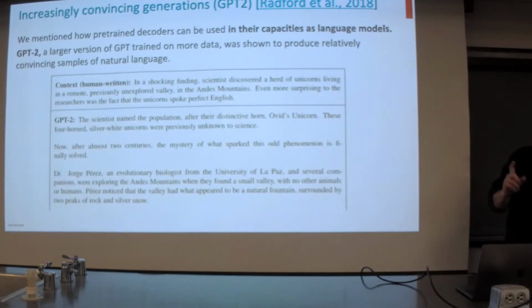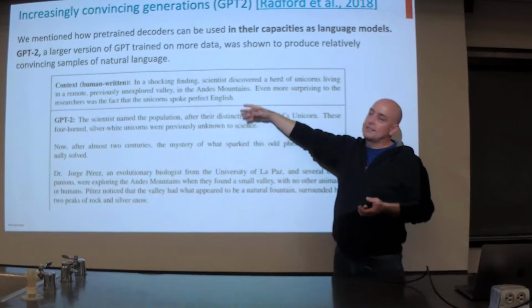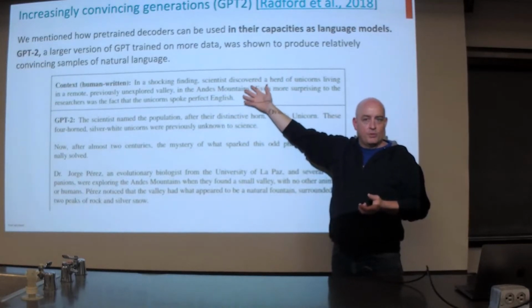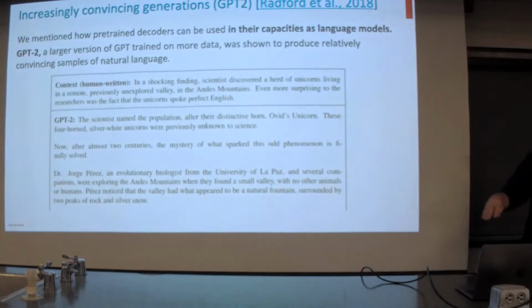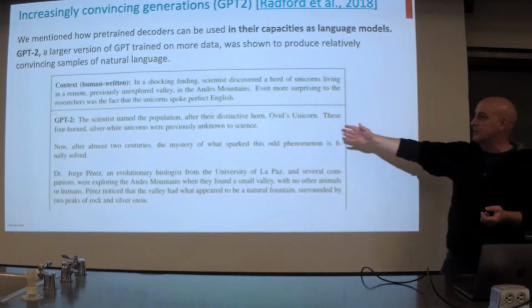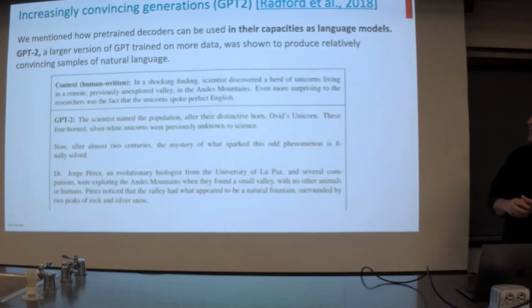And they certainly don't speak English, and they certainly haven't been found in the Andes Mountains. It's not like it's seen text like this before and is just spitting out the text that's closest to this, because it hasn't existed before. So what does it now produce, token by token? It says, the scientist named the population after their distinctive horn, Ovid's unicorn.